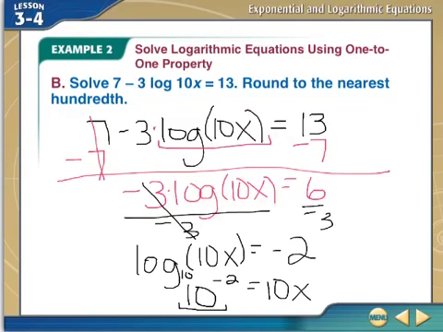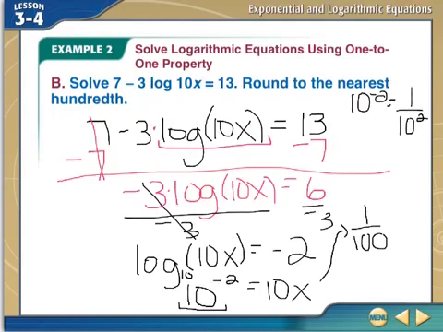Well, 10 to the -2 power, I'm going to go up here. I'm running out of room at the bottom. 10 to the -2 power is 1 over 10 squared, which is 1/100th. Right? So 10 to the -2 is 1 over 10 squared, and 10 squared is 100. And that's equal to 10x.